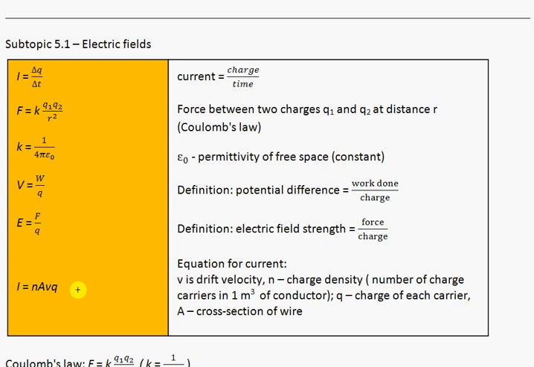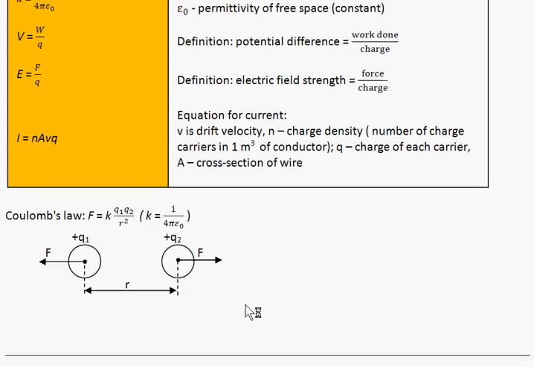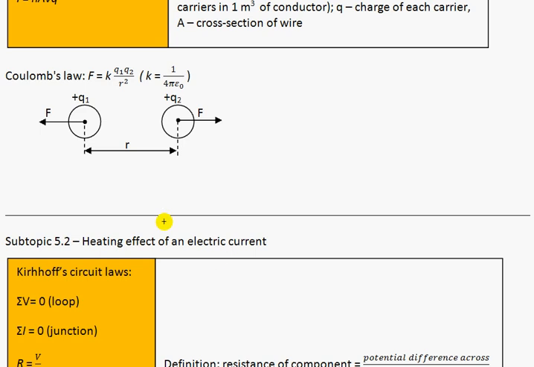Then, not a definition but an equation for current, expressed in density of charge carriers, cross-section area, drift velocity, average translation velocity of charge carriers, and charge of carriers. Here I have a picture for Coulomb's law. If you have two charges, Q1 and Q2, for example positive, then equal force will repel them, push them away, and the value is calculated by this formula.